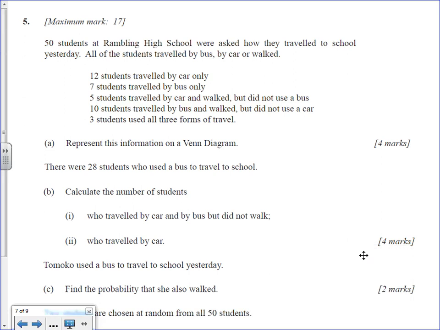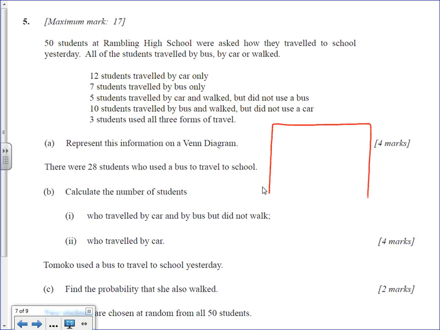Okay, in this video, I'm going to go over the last two questions from paper 2, the 2014 Specimen paper from the IB Math Studies exam. This is a probability question, number 5, probability and Venn diagram. About 50 students were asked how they traveled to school yesterday. And we're going to represent the information given to us on a Venn diagram.